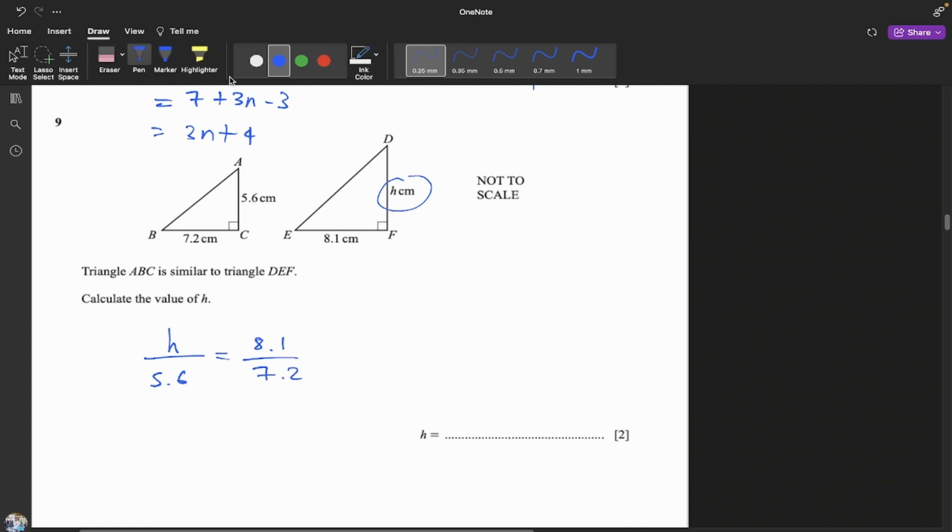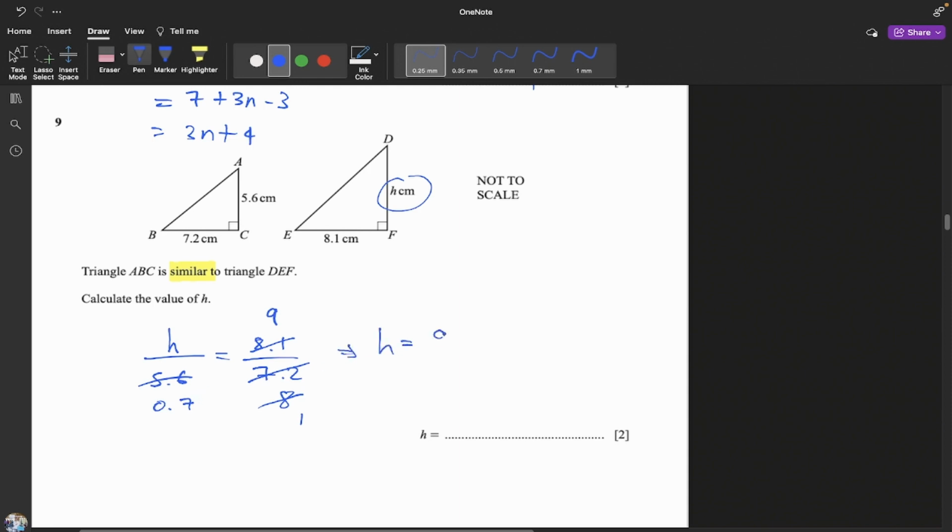I can write this because the question says triangle ABC is similar to triangle DEF. So they are identical in shape but different in length, but the ratio of the lengths will always be the same. So if I cut top and bottom by 0.9, top will be 9 and this will be 8. If I cut by 8, this is 1. This is 0.7.